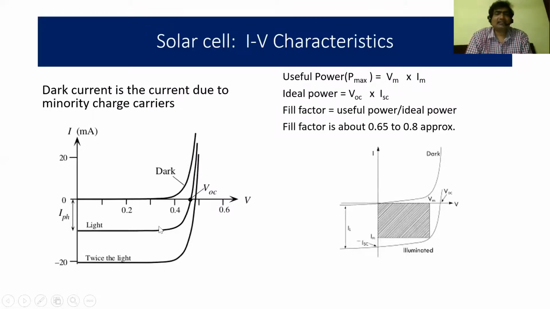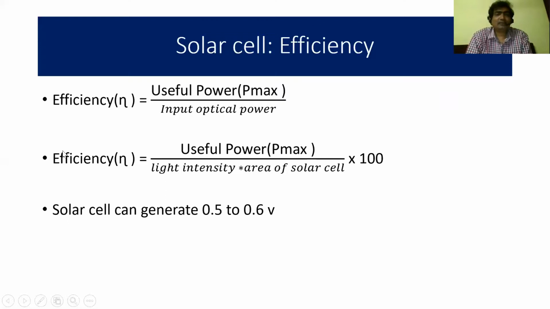So this is the symbolic representation of the IV characteristics. And we can calculate maximum power by multiplying Vm with Im. And ideal power can be calculated by VOC into ISC. Let us see some more characteristics. Efficiency we can calculate as useful power Pmax divided by input optical power. This can also be written as useful power Pmax divided by light intensity into area of solar cell into 100.